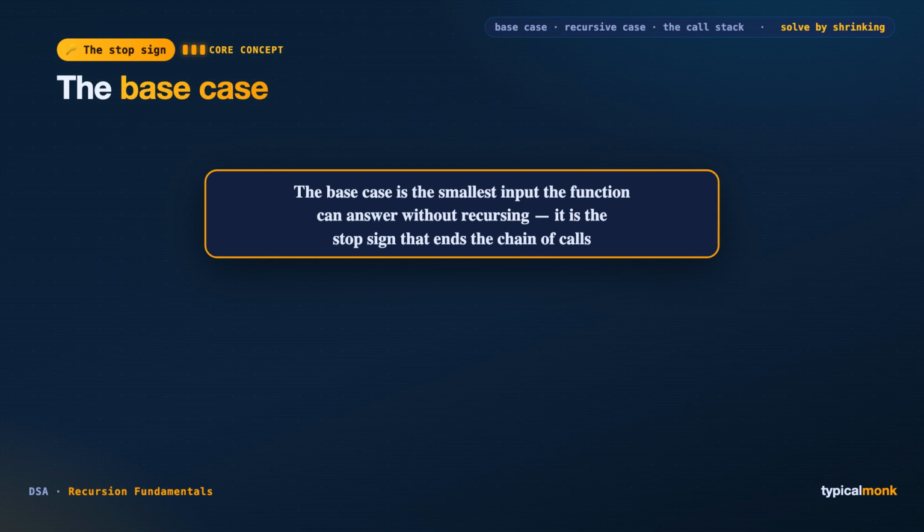The base case is the smallest input your function can answer without recursing at all. It is the anchor, the floor, the point where the function says, I do not need to call myself for this one. I already know the answer. For a function that counts down, the base case might be when you reach 0, stop. For one that sums a list, it might be an empty list sums to 0. Now feel why it is so critical.